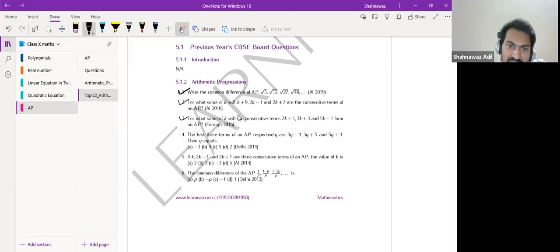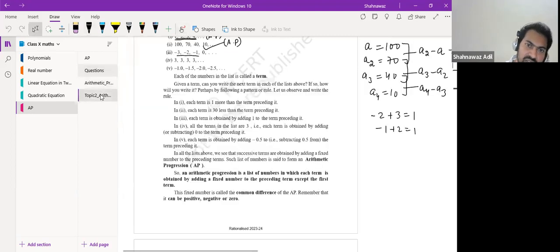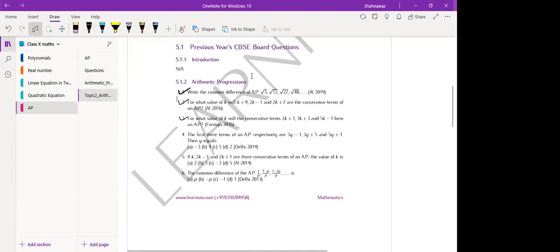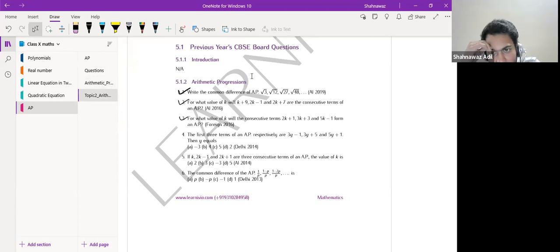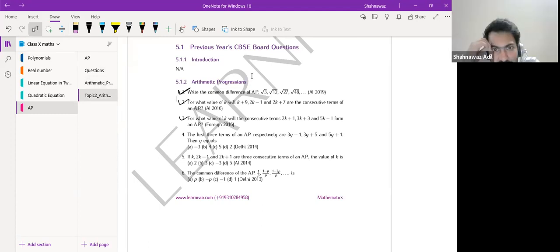So to have an AP, what is the most important criteria to have an AP? Talha, all the questions will be targeted to Talha today. So what is the important criteria for the AP? Did you guys take the screenshot? Yes. So what is the one important criteria for the AP?